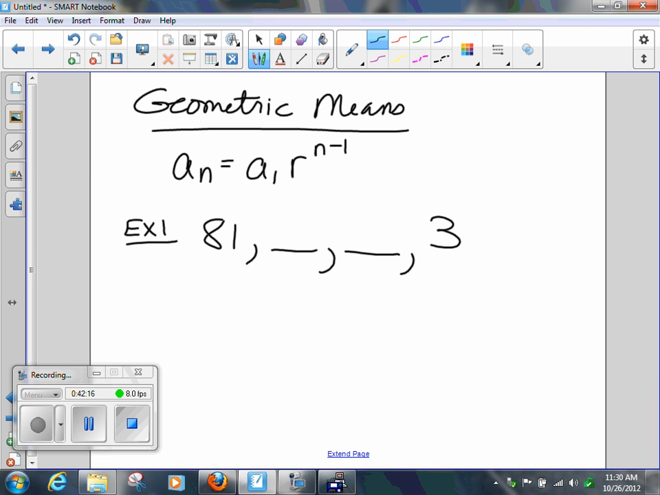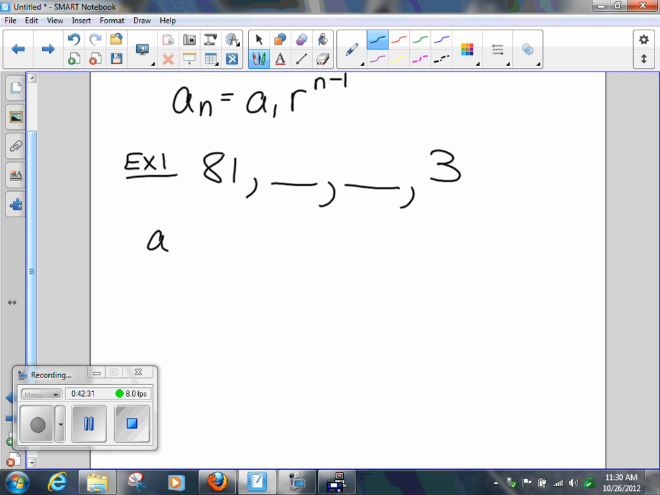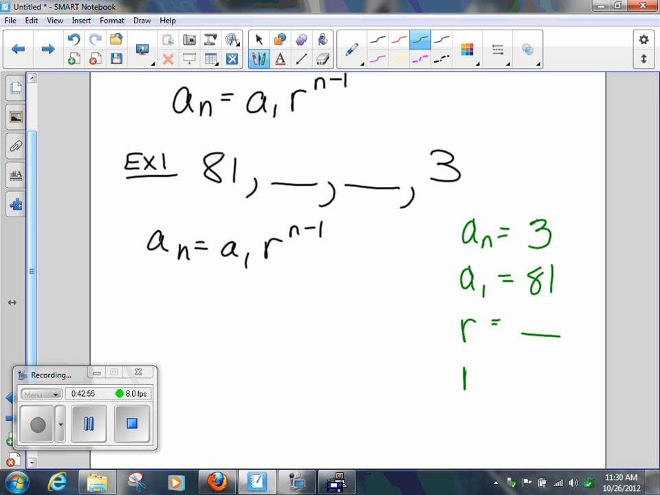Fill in the blanks using your geometric means. What are we going to do? The only thing we have to use is our formula. All right, so here we go. Folks, what is our A sub n? 3. What is our A sub 1? 81. What is our ratio? I don't know what it is yet. Do we know our n? I know that there are 4 terms in this sequence, right?